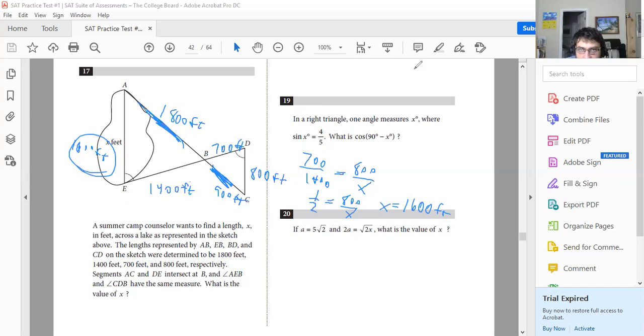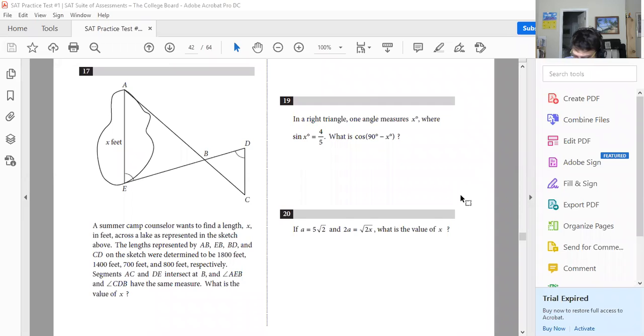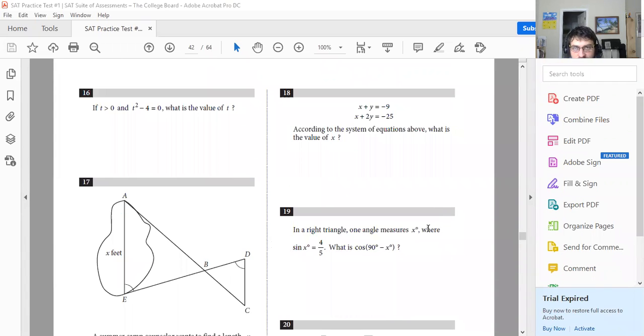Let's go clear this. Pull it back up a little. Number 18. According to the system of equations above, what is the value of x? This is our, I think, third system of equations in this short 20 question set. What is the value of x?